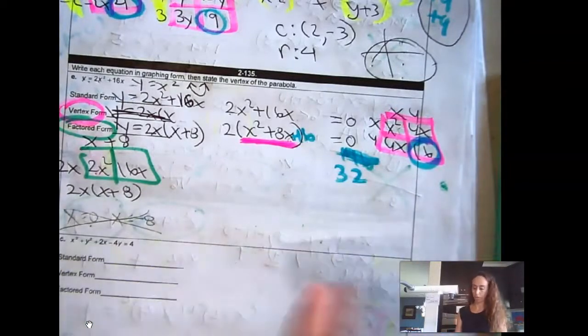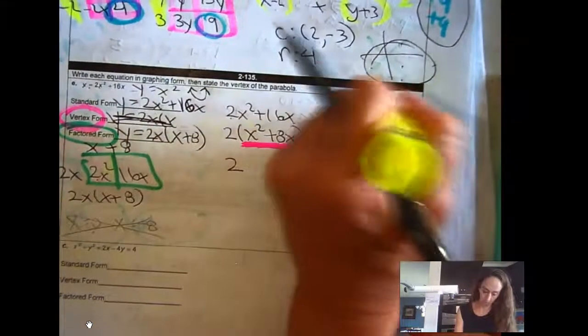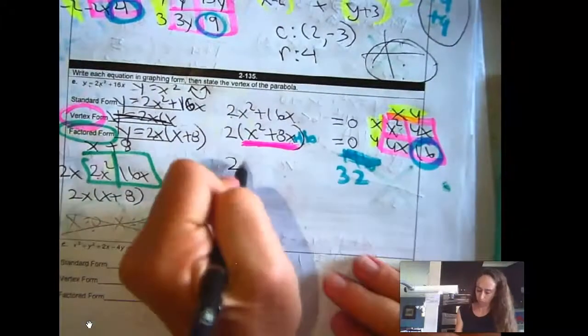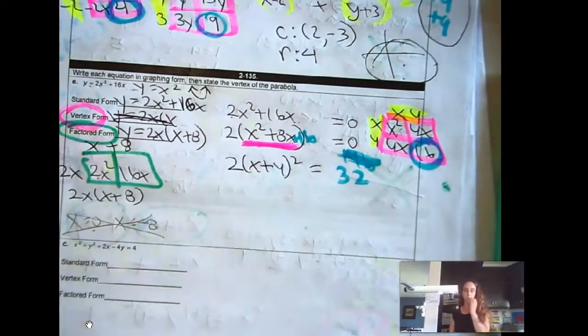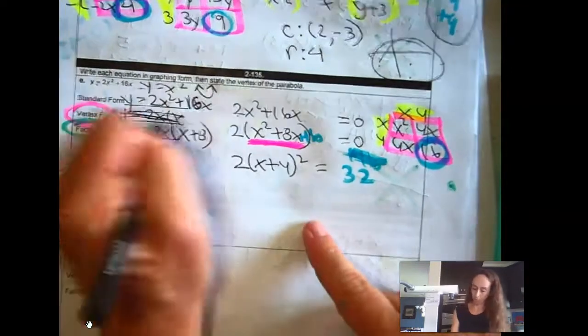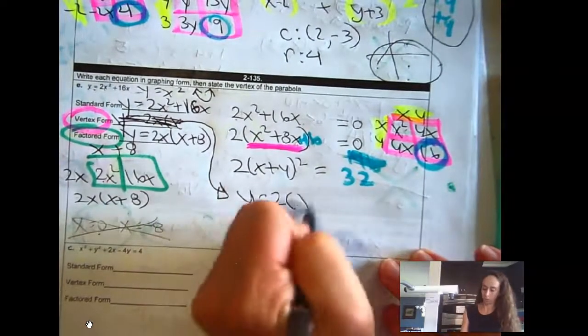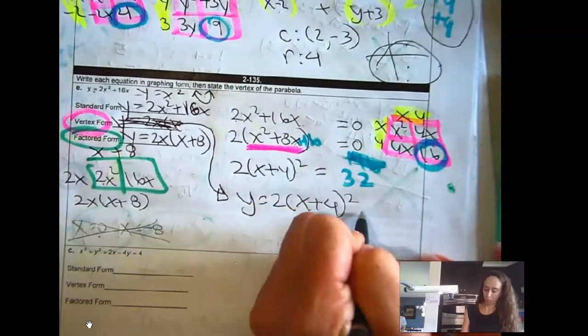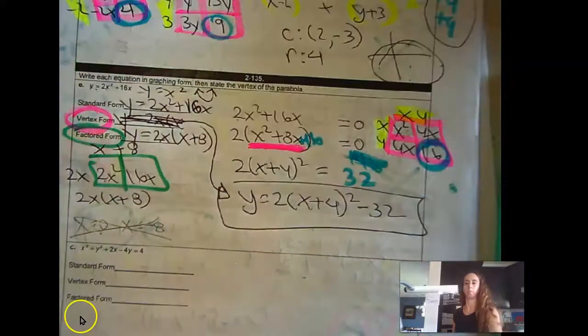Now this turns into 2 times x plus 4 squared equals 32. And if we put it in vertex form, I'm just going to put it down here. Y equals 2 times x plus 4 squared, and move that over. That is my answer in vertex form.